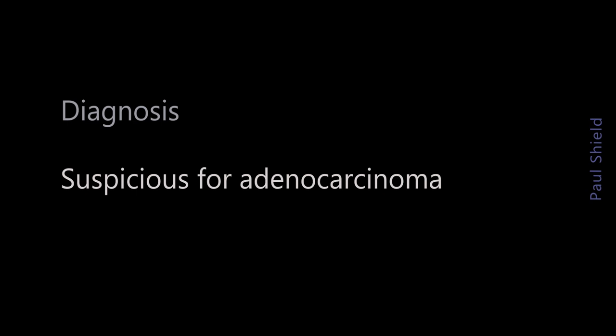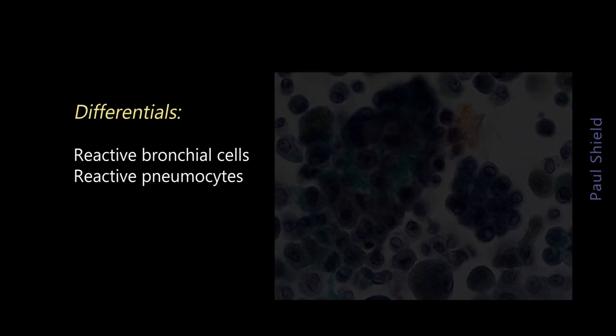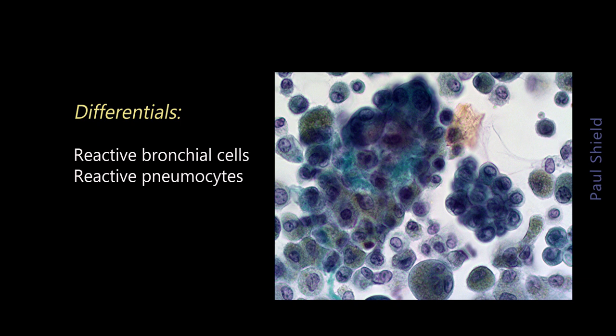So the major differential diagnoses here then are reactive bronchial epithelial cells or reactive pneumocytes, such as those seen in florid type 2 pneumocyte hyperplasia. Similar to adenocarcinoma, these can show balls of cells with vacuolated cytoplasm. Chromatin can be coarse and the nuclei can be quite enlarged.